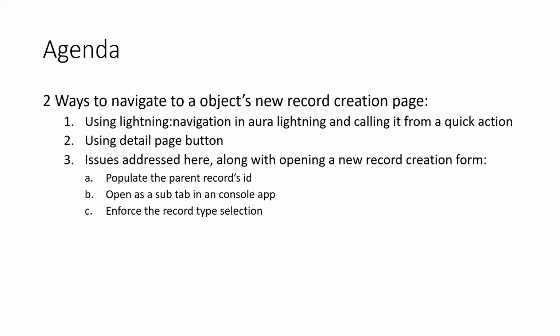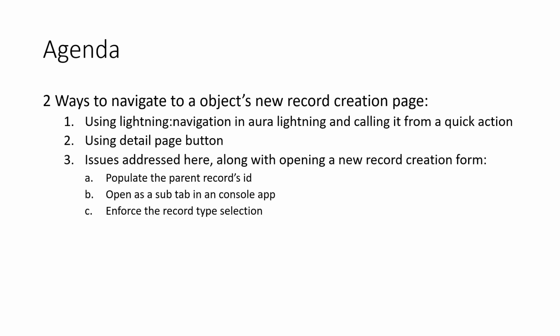But just assume that you do not have that. You do not have the related list and you still want to create a custom button that would navigate to that child object's record creation page. Now, there are two ways that we are going to learn here to do so. The first one is using lightning navigation and aura lightning, and the other one is using a detail page button.